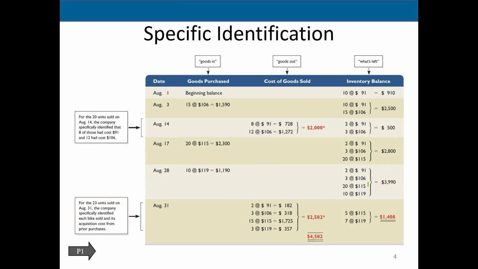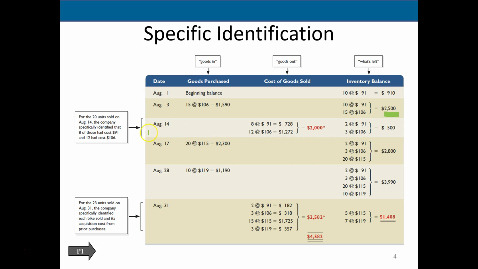First way we can think about it is the specific identification method. If we know exactly what the units are that we sold, like cars or something with large units that are different, not the same, non-homogeneous, then we can use the specific identification method. So if we bought 10 units at 91, then on our balance sheet, we would have an ending balance of 910. Then if we bought another 15 at 106, we'd have another 1,590. Therefore, we have two layers now on our balance sheet. We have 10 units at 91, 15 units at 106. That's a total of 2,500 on our balance sheet. So on our trial balance, we would have 2,500 in assets as inventory, and this would be backing up that number.